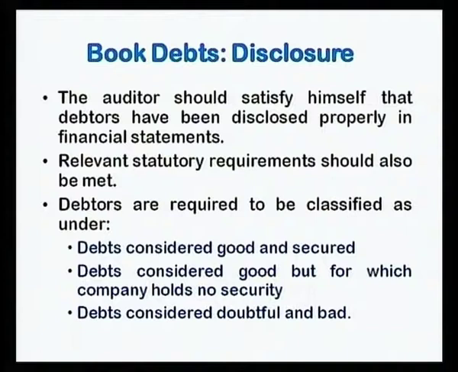After deciding upon the criteria on which we have to disclose the debts, this will involve bifurcation into three types. That is, debts which are good and secure. These are those debtors which pay on time and also respect the credit facility which is being given to them. Secondly, the debts which are considered good but for which the company holds no security. These are those debts for which some risk is involved. And thirdly, the debts which are considered doubtful and bad. These are those debtors which have not paid on time and have been pending, and their balances are growing from quarter to quarter.